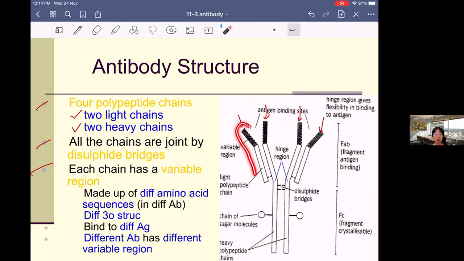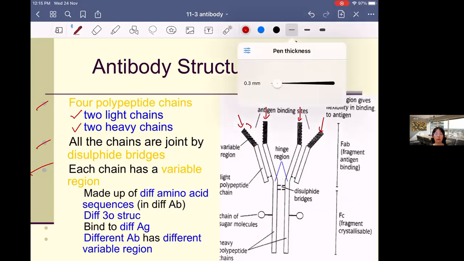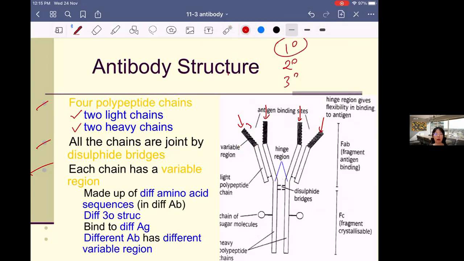The entire polypeptide chain is made up of the monomer amino acids, right? Joined up by peptide bonds. So when you say that this region is different, that means the amino acid sequence is different. When the amino acid sequence is different, that means the primary structure is different. So therefore, secondary structure and tertiary structure can all be different because of different primary structure.